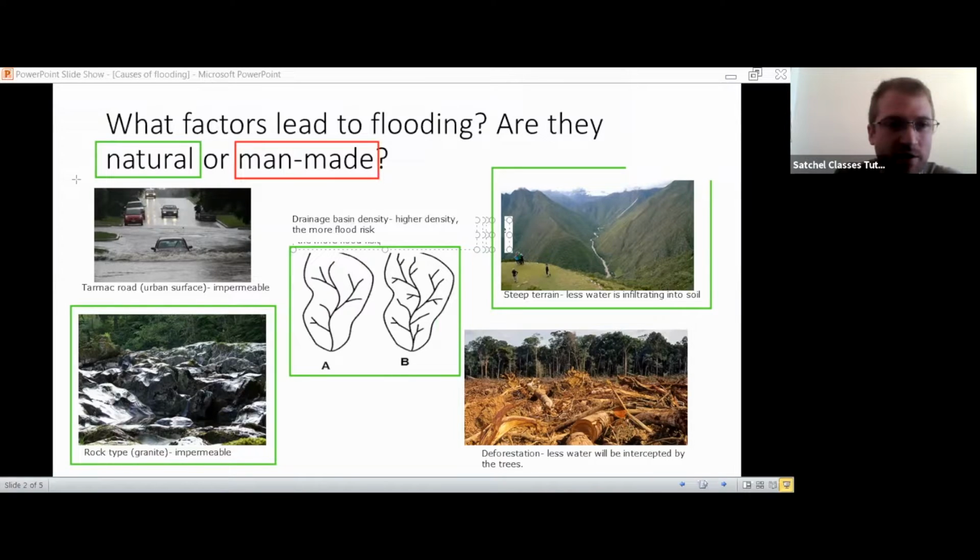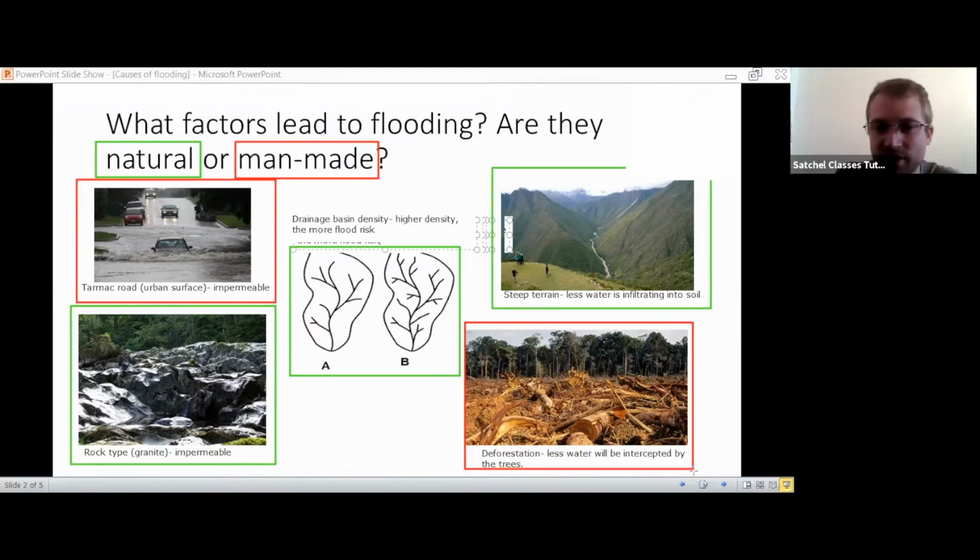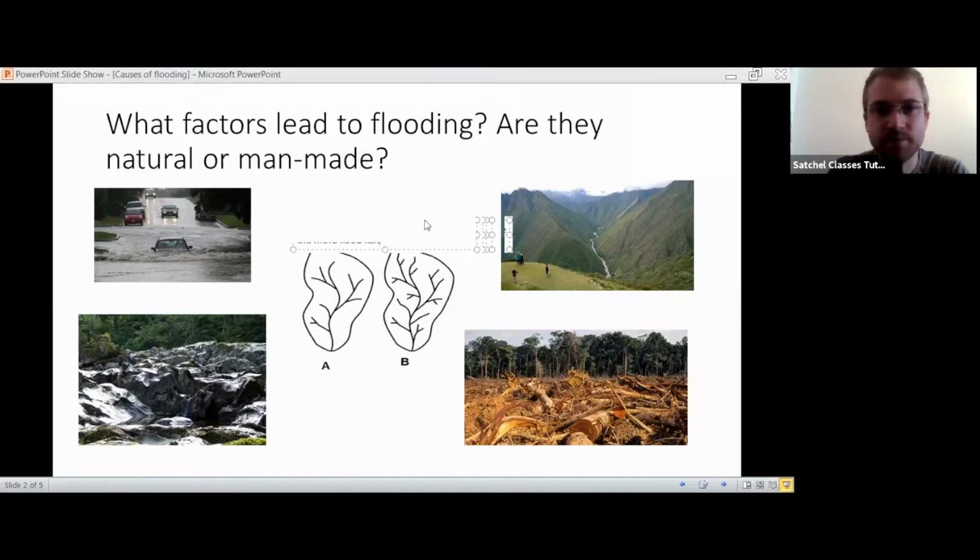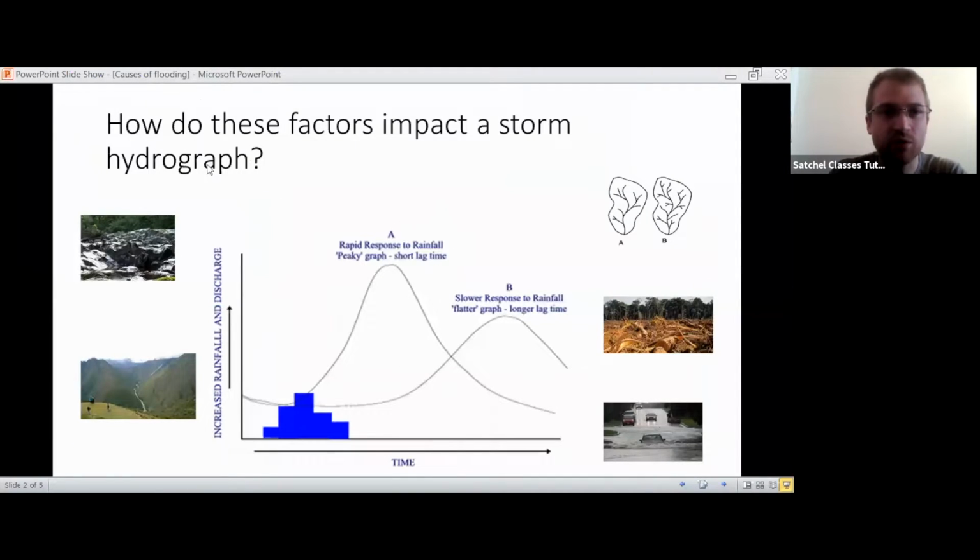So the man-made ones are our urban surfaces. These are impermeable materials that we can create, or we do create with our urban areas. And deforestation, this is what we do as people. We are in control of it, so therefore we are causing that flood risk. So what we'll try and do now is apply this to our storm hydrograph. We'll clear these off and link to our storm hydrograph.